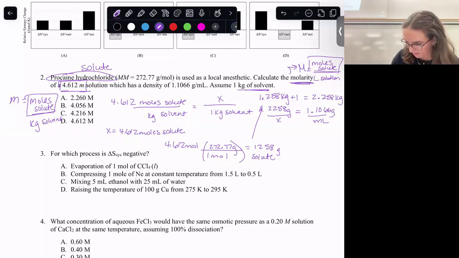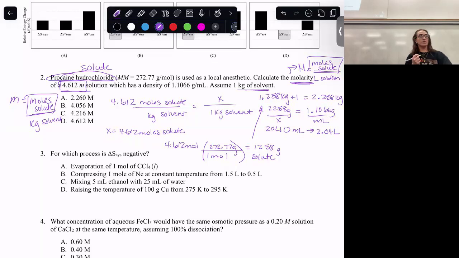We end up with 2,040 milliliters, which is 2.04 liters. And what is that the liters for? Liters of the solution.